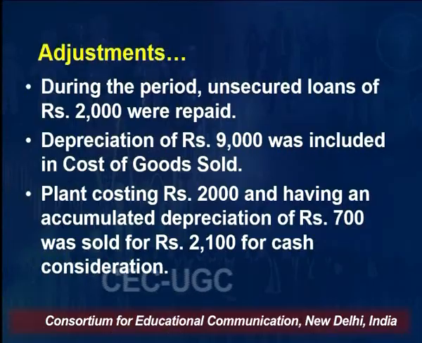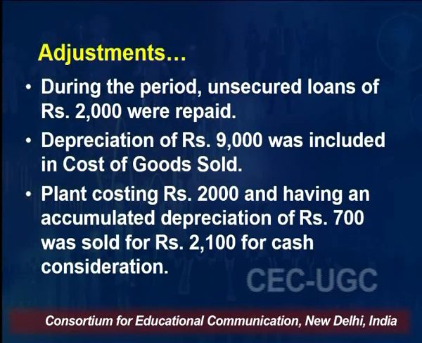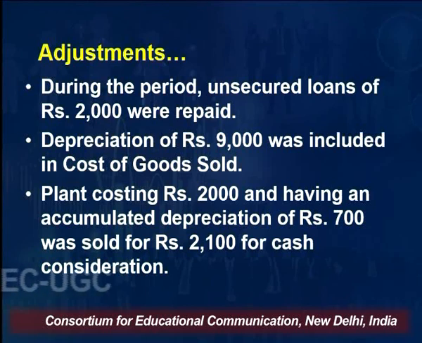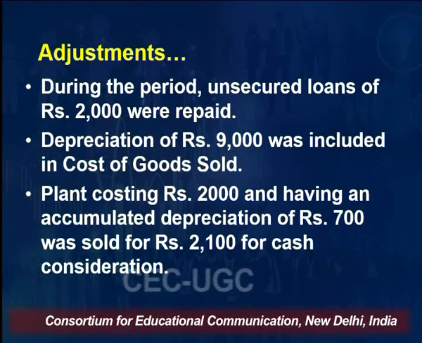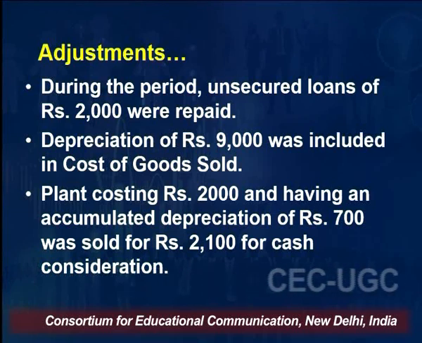Further, there is a sale of plant. It is saying that plant costing rupees 2,000 having an accumulated depreciation of rupees 700, which means the WDV of the asset becomes 2,000 minus 700, 1,300, and it was sold for rupees 2,100 for cash consideration. So my dear learners, you are selling a plant which has a written down value of 1,300 at a price of rupees 2,100. So there is a profit of rupees 800 on this sale, and remember, this is under cash consideration, so it would result in a cash inflow under which head?